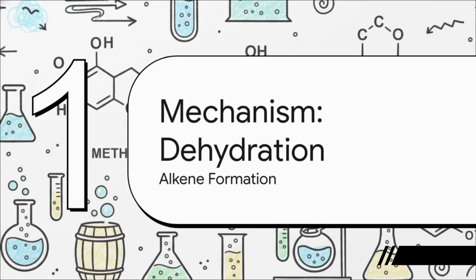Okay, so we've figured out how to identify alcohols. Now let's see what happens when we start reacting with them. Specifically, we're talking about dehydration, which is just a fancy word for removing water to form an alkene.